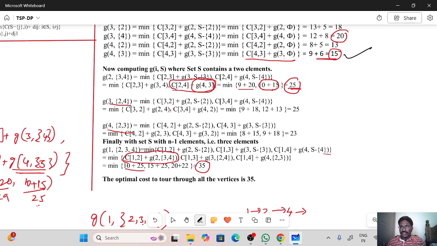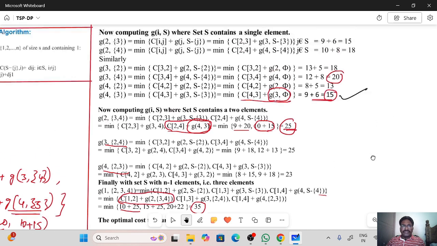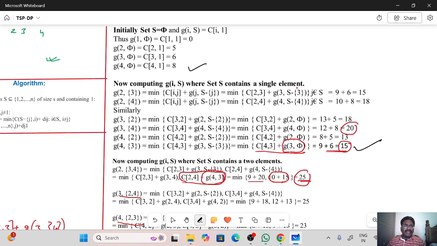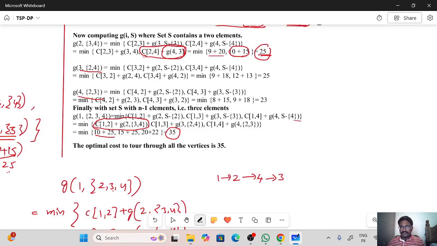So, 4 to 3. Then the next will be given by G of 3 comma phi. You go with the G of 3 comma phi. The G of 3 comma phi is only one equation, that is the cost of 3 1, that is the base case. From 3 to 1 you must reach. So, this is the path. That path only gives us the minimum cost. What is the traveling salesperson problem cost? 35. So, we are going to cross check it once.